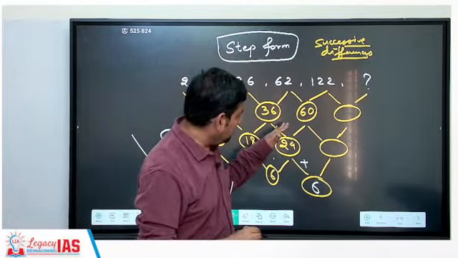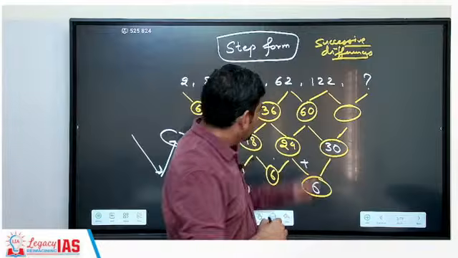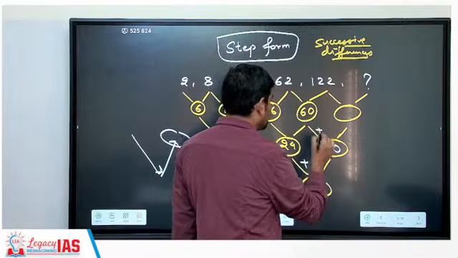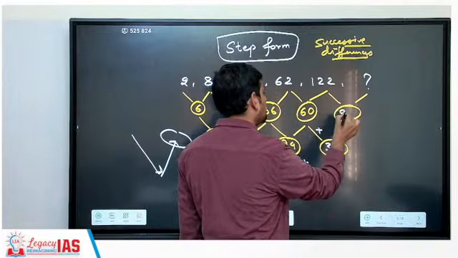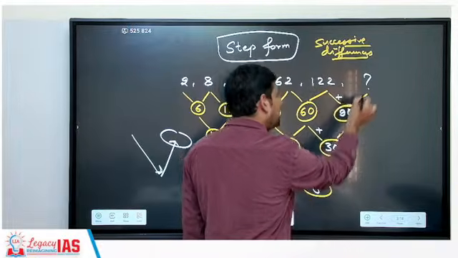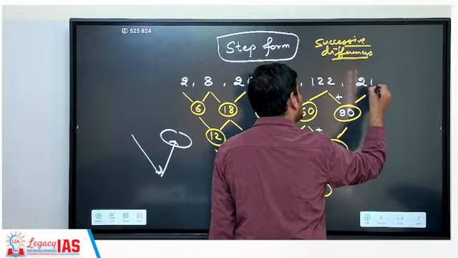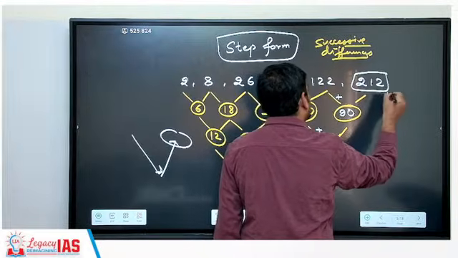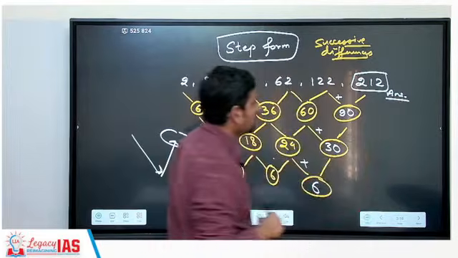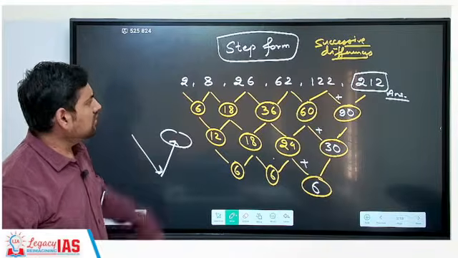Correct? So 24 plus 6, what is the answer? 30. Then 60 plus 30, what is the answer? 90. Then 122 plus 90, what is the answer? 212. This becomes the answer. Understood? So this is how you do step form.